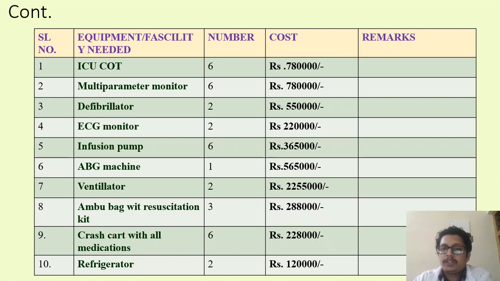So ICU cot 6 should be there, approximately 7 lakh 80,000 rupees. Multi-parameter monitor 6 should be there, approximately 7 lakh 80,000 rupees. Defibrillator 2, 5 lakh 50,000 rupees. ECG monitor 2, 2 lakh 20,000 rupees. Infusion pump 6, 3 lakh 65,000 rupees. ABG machine 1, at least 5 lakh 65,000 rupees. Ventilator 2 will cost approximately 22 lakh 55,000 rupees. Ambu bag with resuscitation set 3, 2 lakh 88,000. Crash cart with all medication 6, 2 lakh 28,000. Refrigerator 2, 1 lakh 20,000.